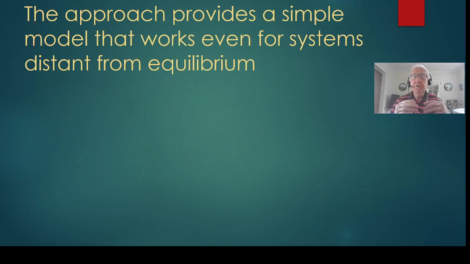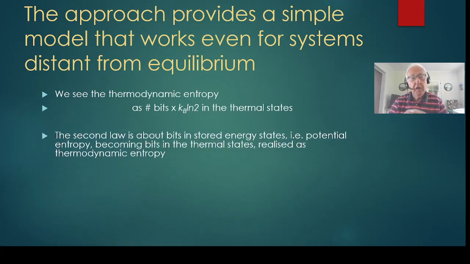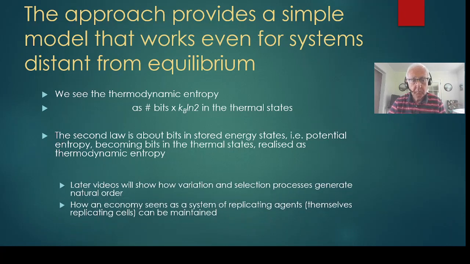The approach provides a simple model that works even for systems distant from equilibrium, as just discussed. We see the thermodynamic entropy as the number of bits times Boltzmann constant times log 2 that are in the thermal state of the system. And the second law is about bits in the stored energy state, these are potential entropy, becoming bits in the thermal state, where they become realized as thermodynamic entropy.